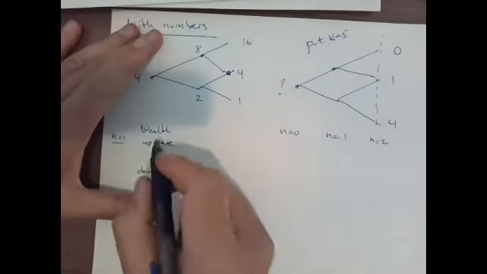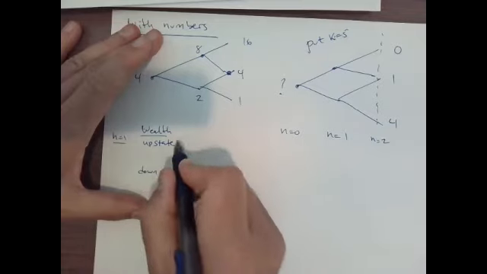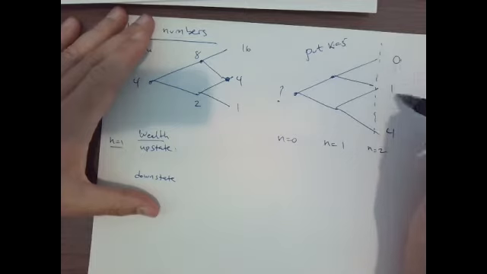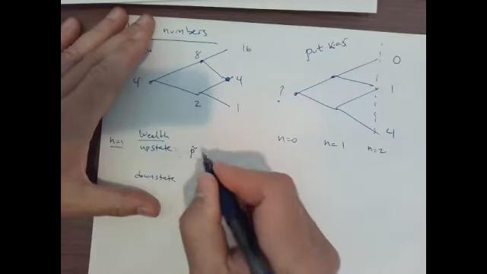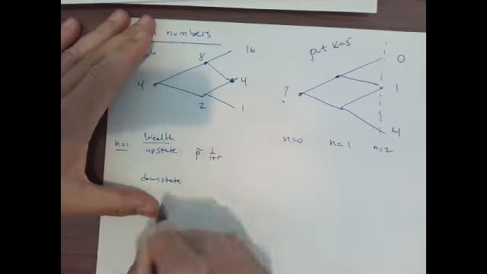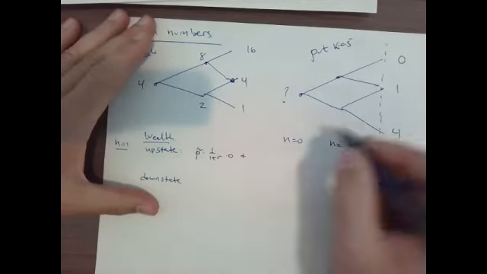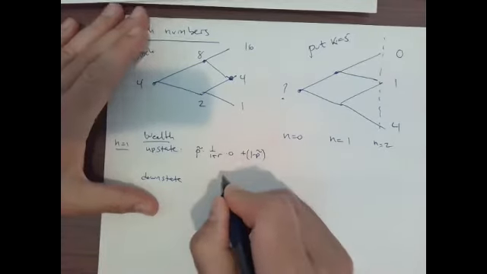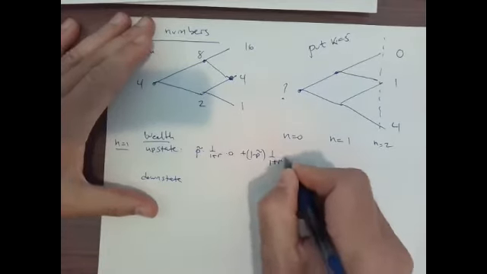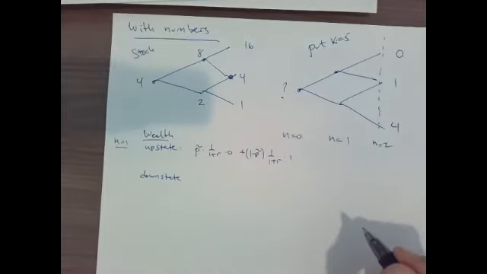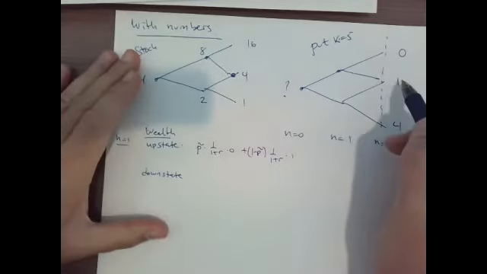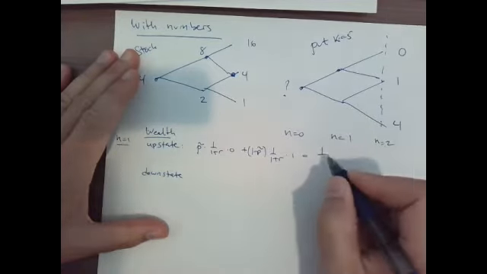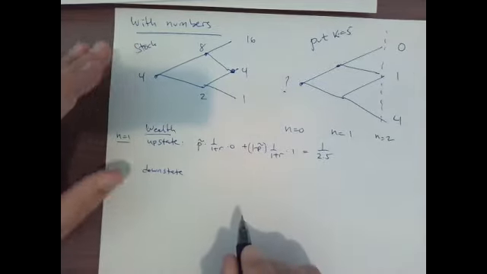So what's the wealth in the up state? We'll be looking at this payoff, 0 and 1. So we're going to be looking at p tilde times 1 over 1 plus r times 0, plus 1 minus p tilde times 1 over 1 plus r times 1. So that's going to be the wealth. This is equal to, if I do it correctly, 1 over 1.25.